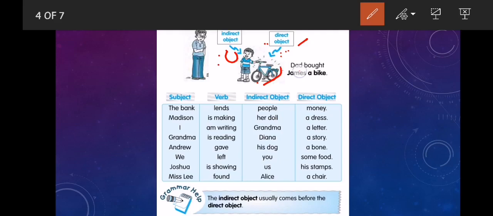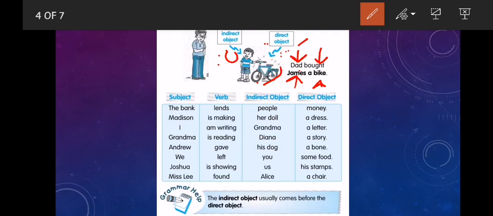Right, for example, that di sini is the subject, both di sini is the verb, jams di sini adalah indirect object dan bike di sini is the direct object. So ada dua objek di situ kan. That both jams a bike. Okay, means dia both itu objek bike. But then indirectly si jams yang guna itu bike. Macam itulah. Okay. So there are few examples sini. The bank lends people money.